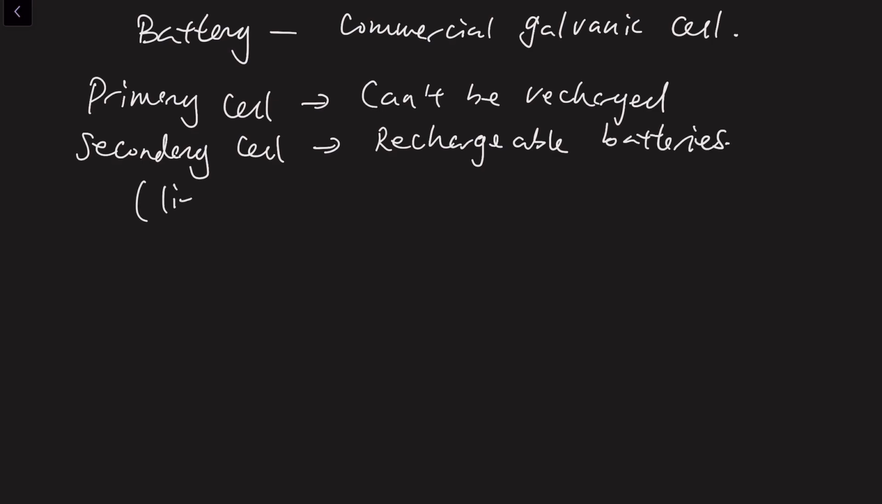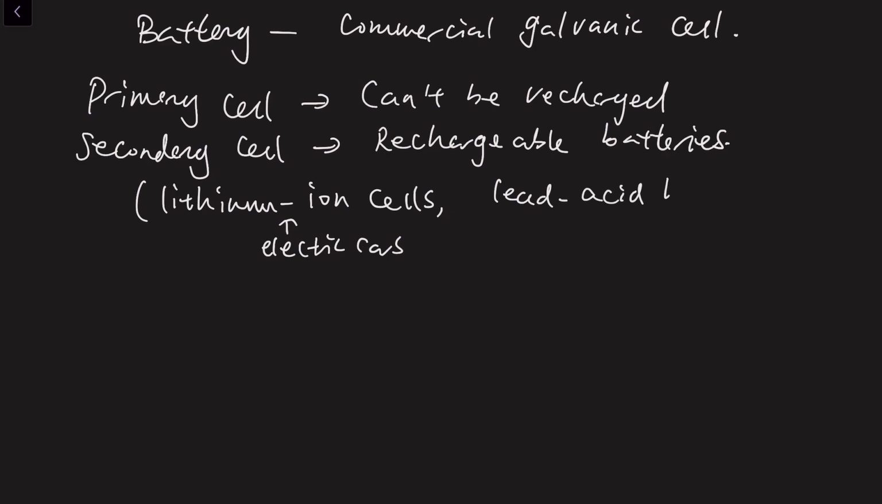Such as the lithium ion cells in electric cars, as well as lead acid batteries. So that's the 12-volt battery in your electric cars as well as in internal combustion cars. Because electric vehicles are getting more and more popular nowadays, this topic regarding redox reaction and batteries is becoming more and more important in the VCE chemistry exam.